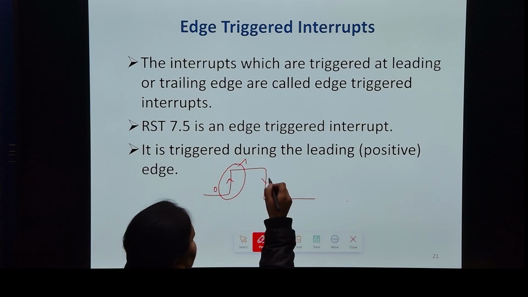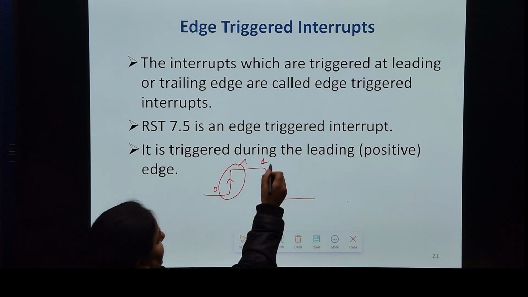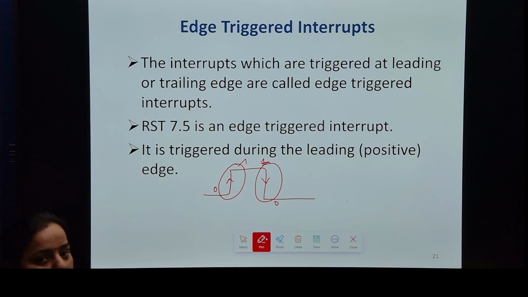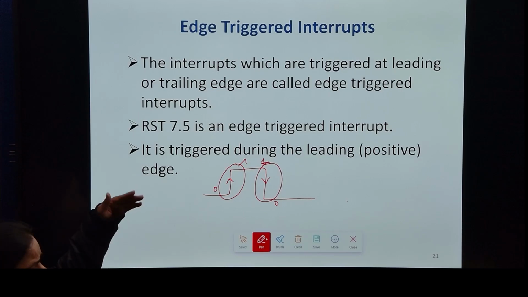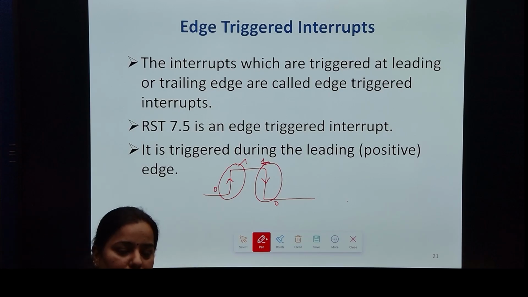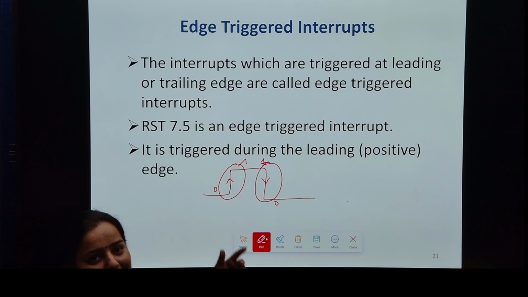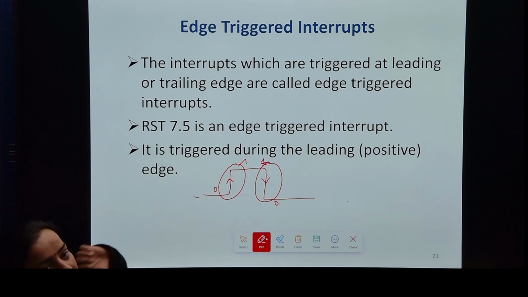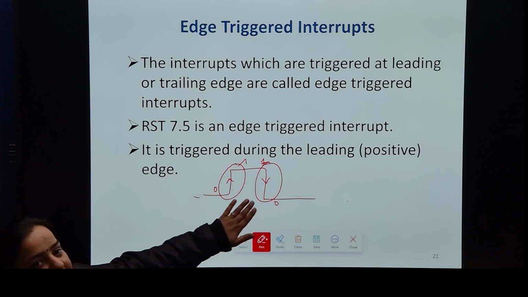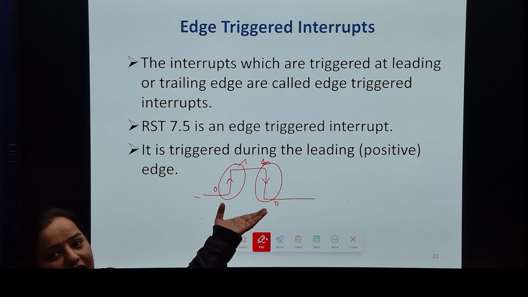And whenever there is a transition from 1 to 0, that means your low level triggering is there. So some interrupts, the 5 total interrupts of 8085, are categorized according to this triggering also: level triggered and edge triggered. This is what your edge triggering is.